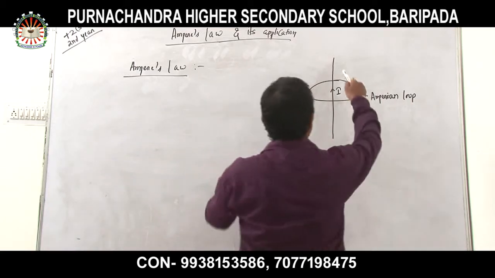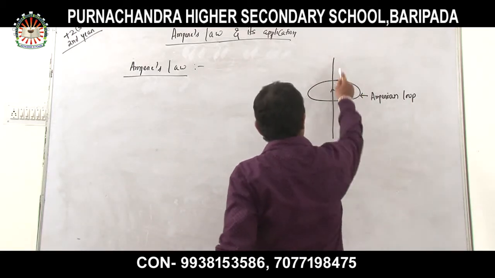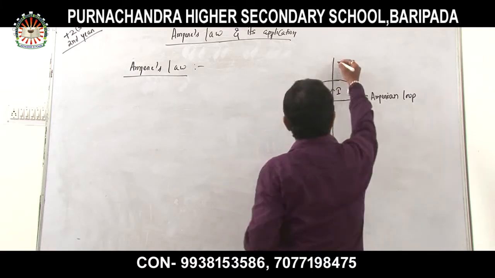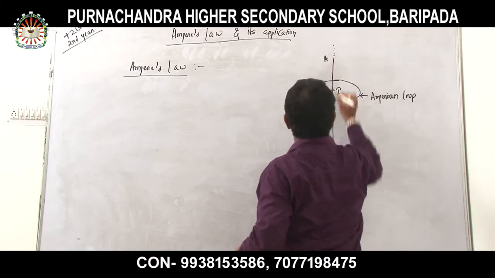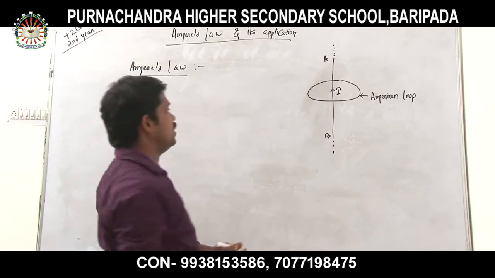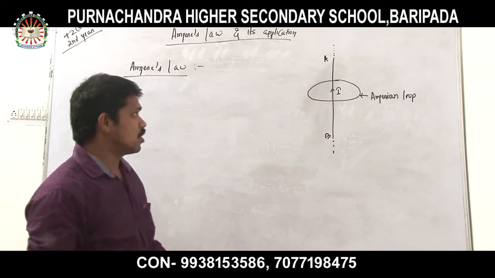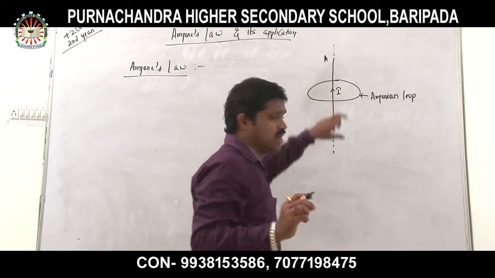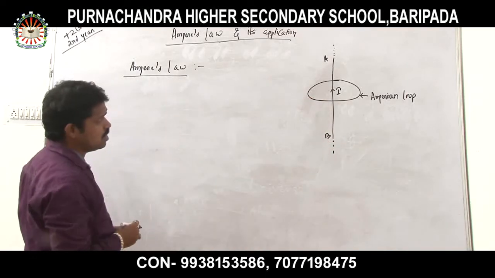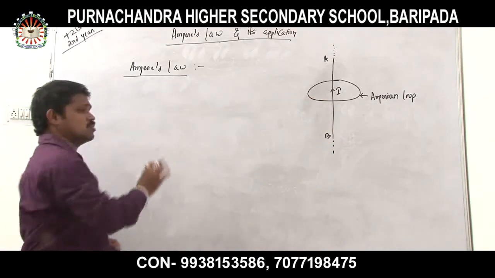What I will take here is a conductor. This is a conductor AB. This is an infinite conductor. Just I name it like this. This is a conductor AB. And if this is a current carrying conductor, it carries a current I. Clear? Okay. So now, what does Ampere's law state?